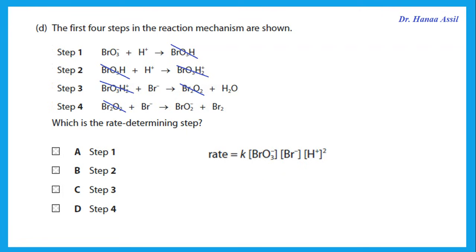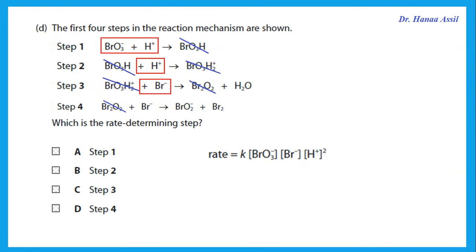Now look at the reactants, at which step will whatever is in it or above it is included in the rate. So you should see that actually the rate determining step would be step 3, because by the time we get to step 3, we have gone through BrO3 minus once, H+ twice, and Br minus once.